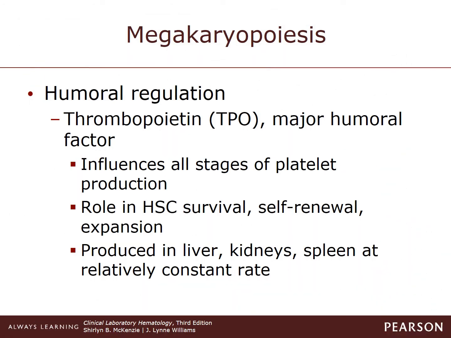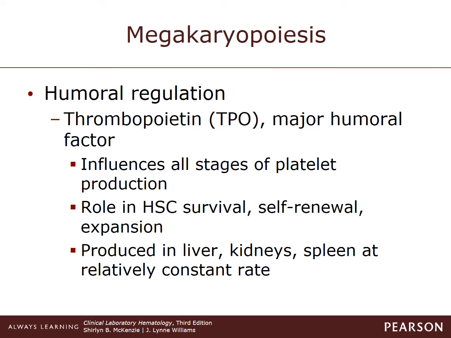So let's talk about regulation and the cytokine needed to help make platelets. This hormone, thrombopoietin, influences all the stages of platelet production, and it helps in the expansion and renewal of the platelet counts. This hormone is produced in the kidney, liver, and spleen at a constant rate, whereas with the red cell, EPO is only produced when there is tissue hypoxia. So it's very unusual how TPO binds to the platelets.